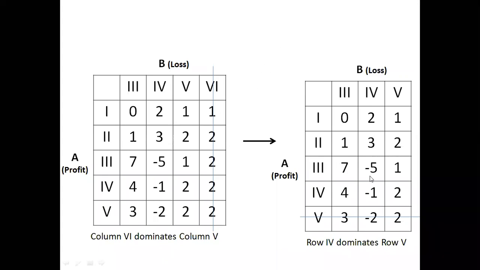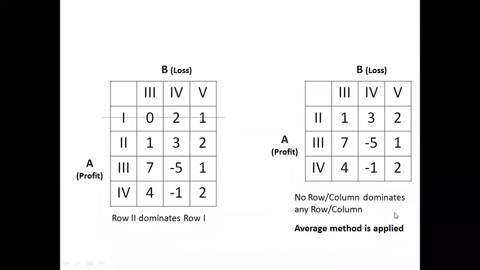So now you can see that effectively, row 1 is still persisting in the subsequent slides, but actually row 1 should have been deleted. I forgot to delete that. So in this case, next is row 4 dominates row 5. You can see that 4 is greater than 3, minus 1 is greater than minus 2, and 2 is equal to 2. So row 4 dominates row 5, so row 5 is deleted.